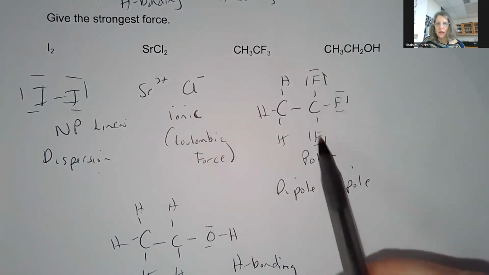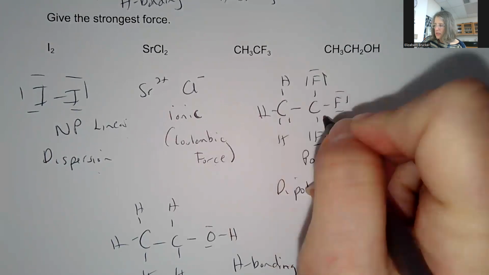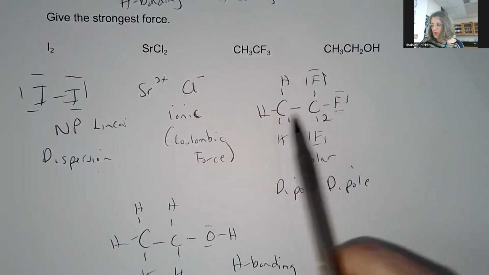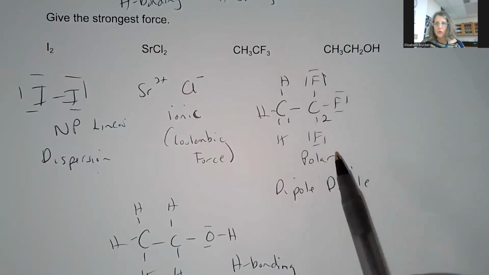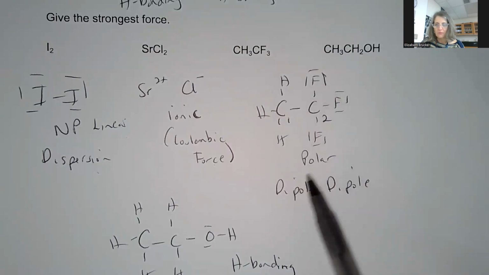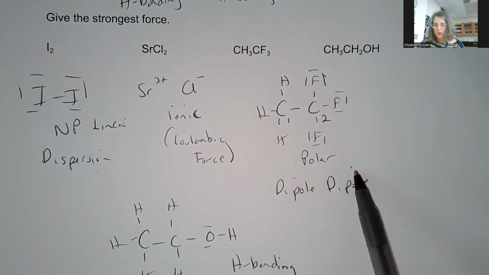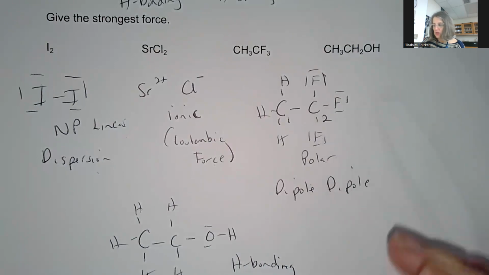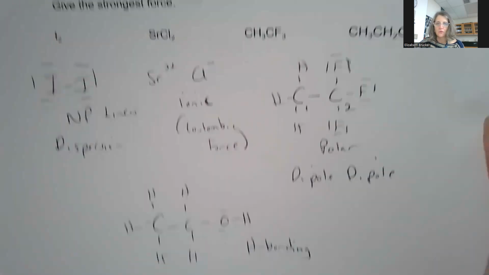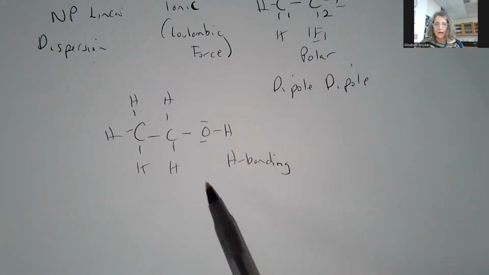CH3CF3, again, this is a C1 and a C2, they're both tetrahedral, but because the fluorines are going to pull more on those electrons, you have a polar molecule. So anytime you have a polar molecule, dipole would be your strongest. Does it have dispersion? Yes, but we are listing only the strongest force. And finally, our alcohol.